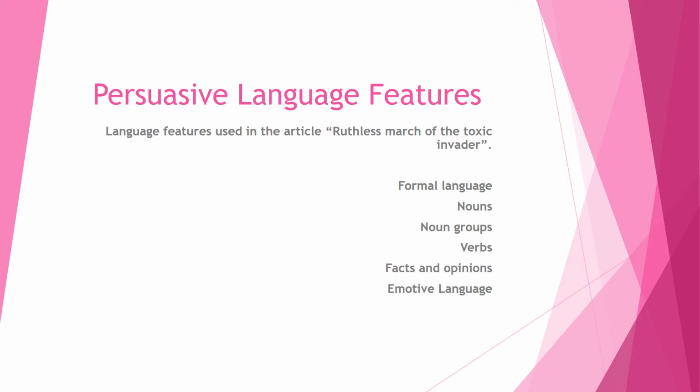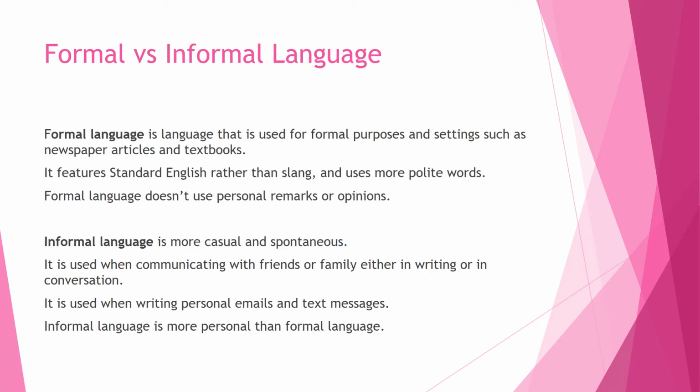When we talk about persuasive language features, we're talking about things like formal language, nouns, noun groups, verbs, facts and opinions, and emotive language. So let's start off having a look at the formal versus the informal language.